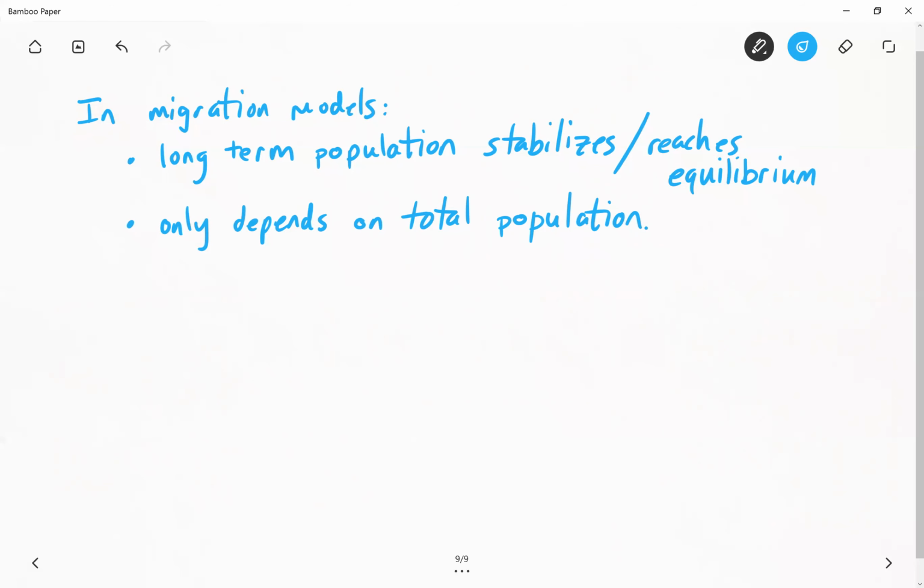All right, and those are migration models. We should go ahead and do another example, I think. It's always good to do more than one example. It's important to do lots of math because you learn math by doing math.